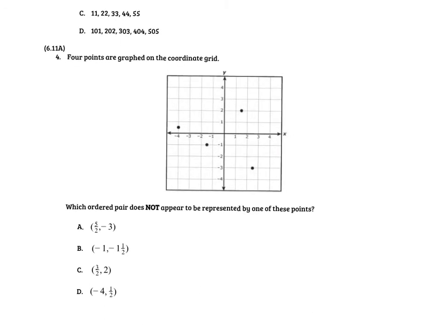Number 4. 4 points are graphed on the coordinate grid. Which ordered pair does not appear to be represented by one of these points? A, 5/2, negative 3. B, negative 1, negative 1 and 1/2. C, 3/2, 2. D, negative 4, 1/2.